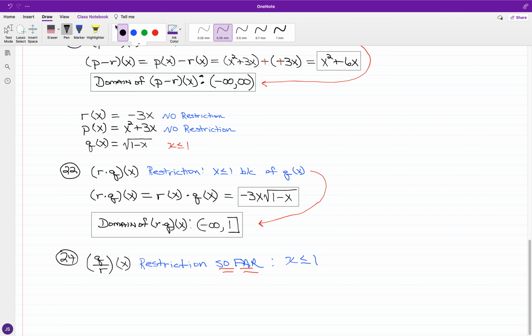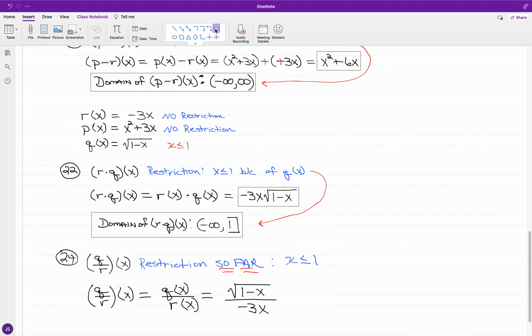And looking at how the quotient function here is going to play out, we've got q over r of x, which is equal to q of x all over r of x. Again, with q of x, we have the square root of 1 minus x, and r of x we have negative 3x. And just the mere substitution is going to be our result for that particular quotient function.